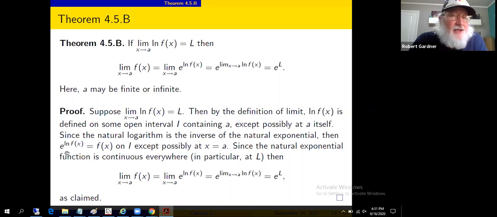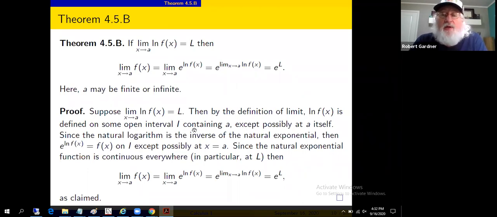It's not cancellation in the usual division sense. It's cancellation in the sense of a function and its inverse. Whatever the log function does, the exponential function undoes. They're inverse functions. So that's why we get that relationship there, the very definition of inverse function.